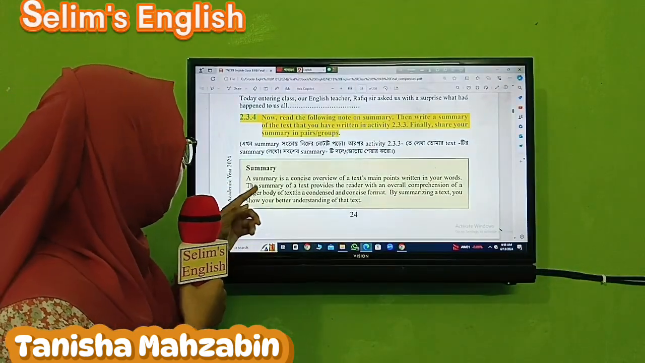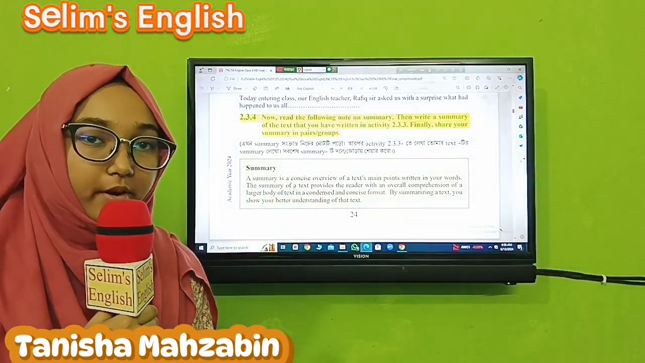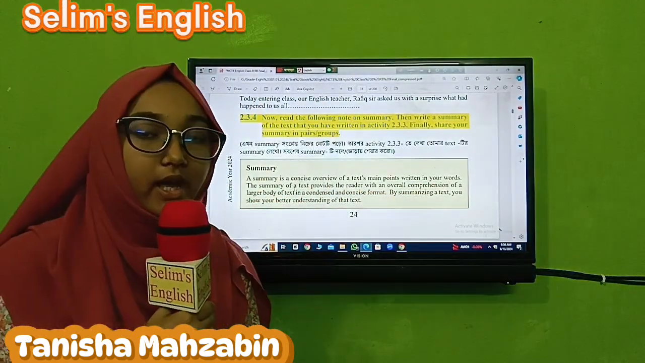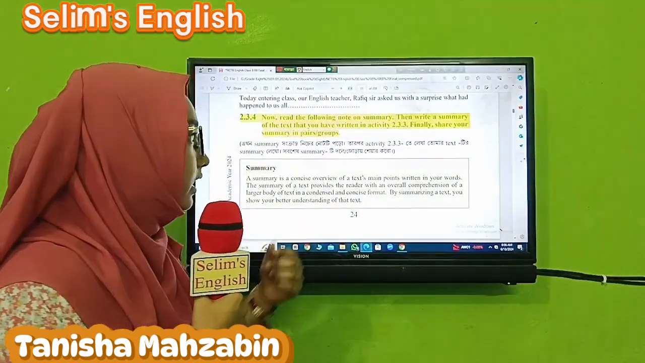Okay, so now this note will help you write a summary more clearly, so let's try to read this note. Summary: a summary is a concise overview of a text's main points written in your own words. This is the definition of summary, and it will help you understand what a summary is and how you will write one.